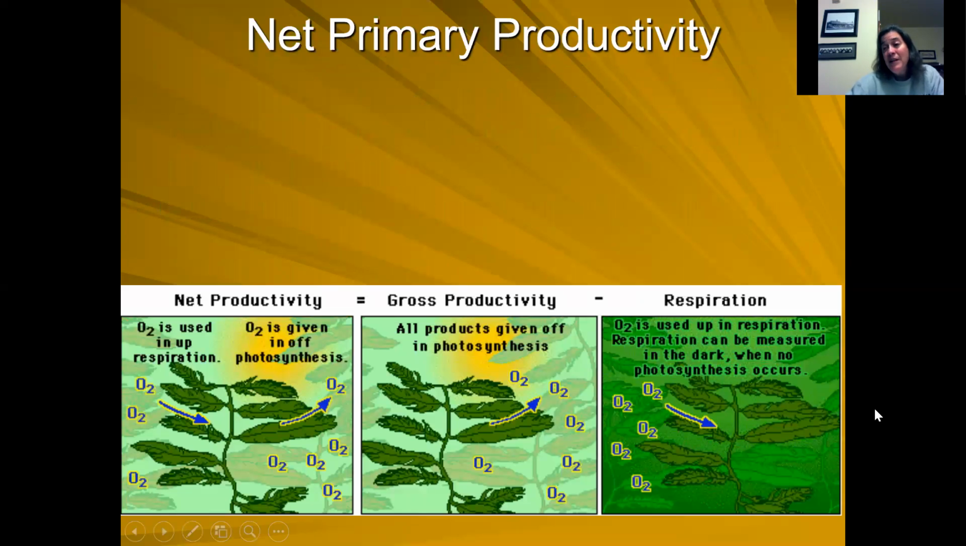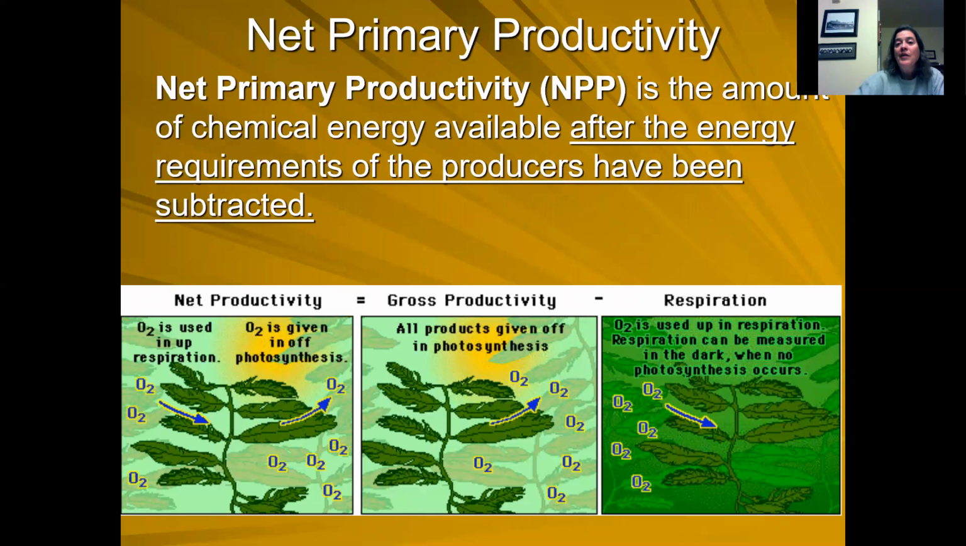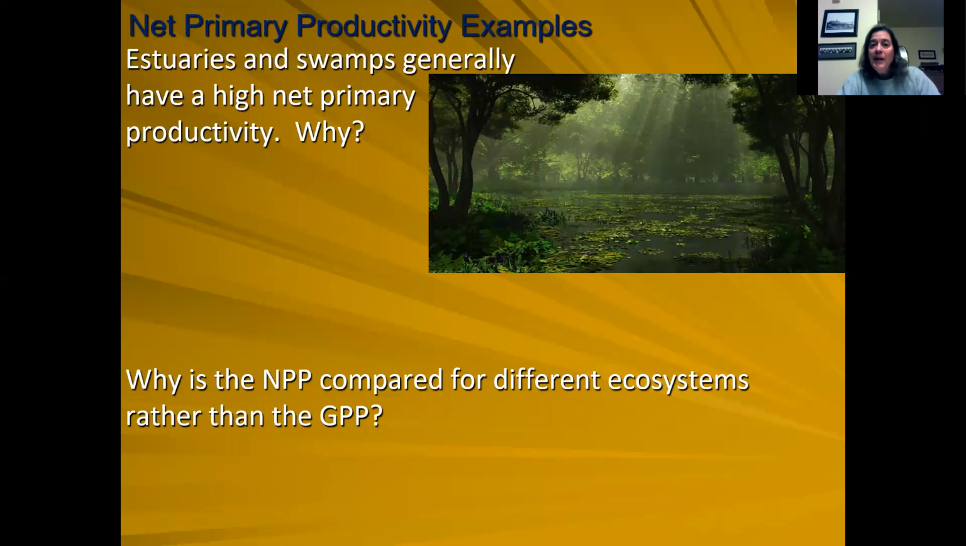So net primary productivity is something you can measure. What is net primary productivity? It's the amount of chemical energy available after the energy requirements of the producers have been subtracted out. So your net primary productivity is your gross, minus what the producers take up in their respiration processes. And this can be measured because you can look at how much is being produced extra in a system. So when you're comparing ecosystems and saying which is more productive, you want to look at how much biomass is being produced. And there are different ways to actually measure your net primary productivity.